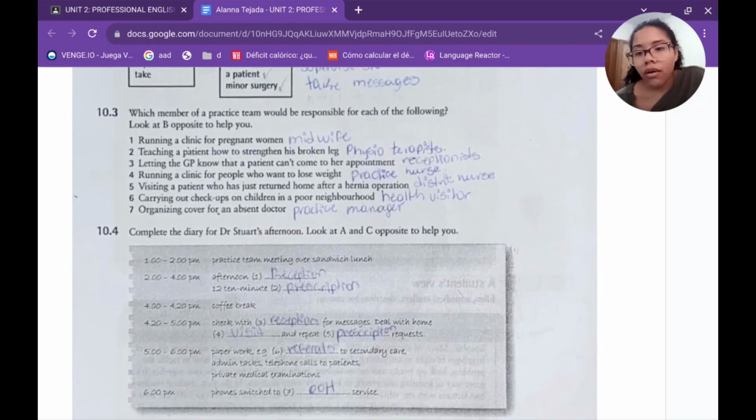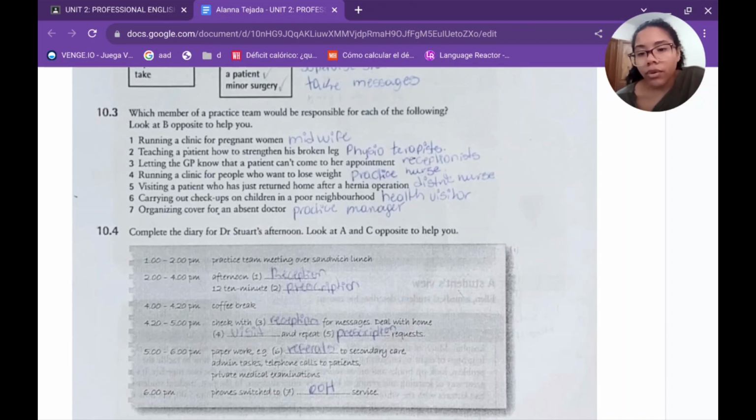Which member of a practice team will be responsible for each of the following? Look at A and B opposite to help you. Running a clinic for pregnant women: midwife. Teaching a patient how to strengthen his broken leg: physiotherapist. Letting the GP know that a patient can come to her appointment: receptionist.